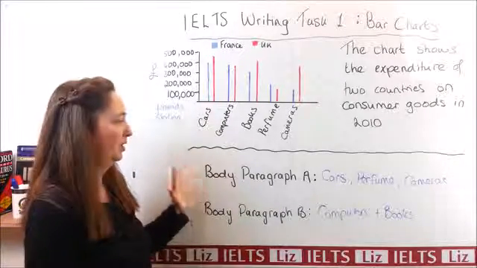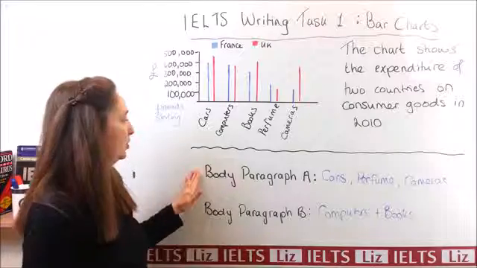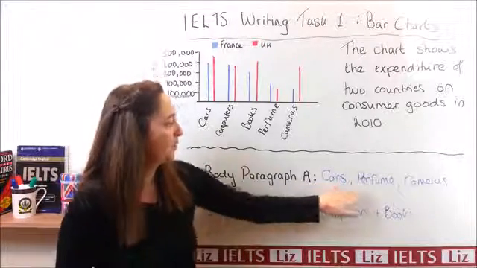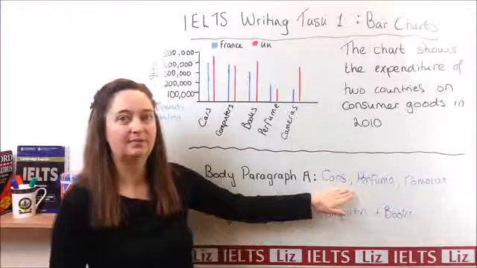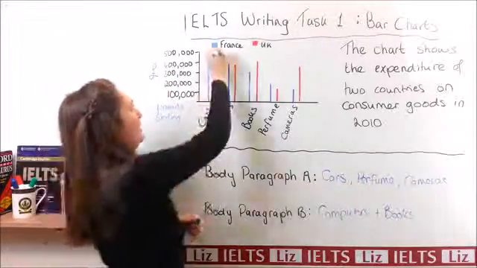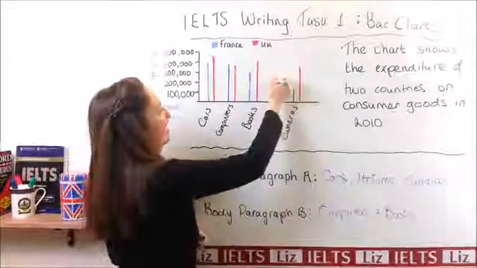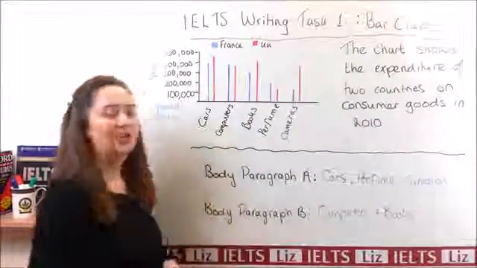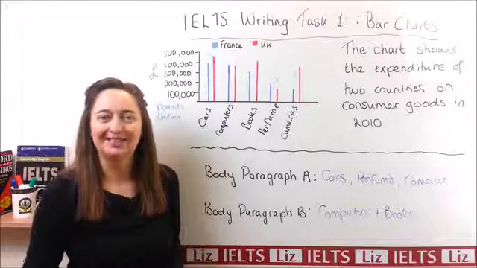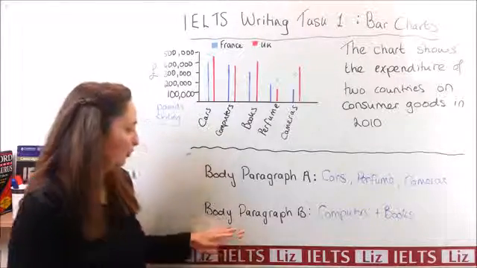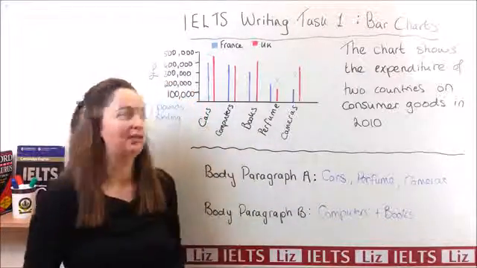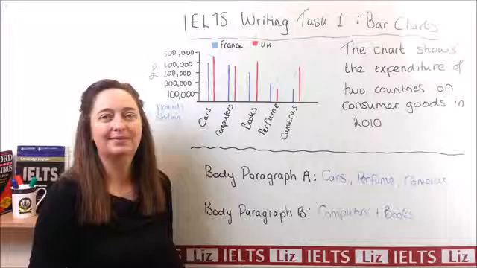So this is one possibility. In body paragraph A, we can have information about cars, perfume and cameras. And that is because we highlighted them as the highest and the lowest. So that would be a very easy, logical way to organise your writing. And of course, body paragraph B would have the other 2 categories, so computers and books.